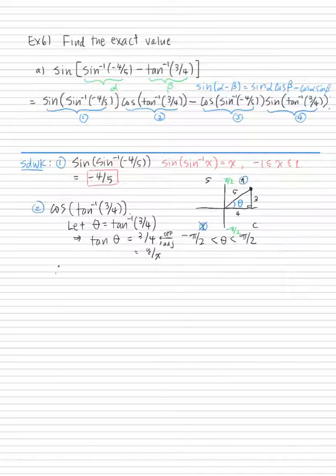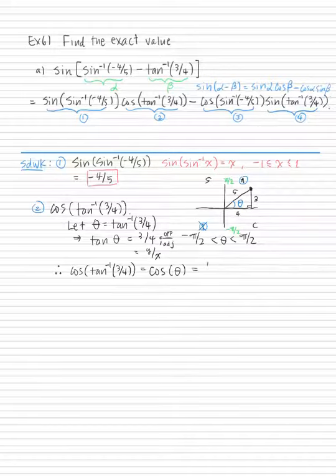Therefore, cosine of tan inverse of 3/4 is cosine of theta, because we're letting theta be tan inverse of 3/4. So let's look at that triangle. Now, cosine of that triangle is adjacent side over the hypotenuse.